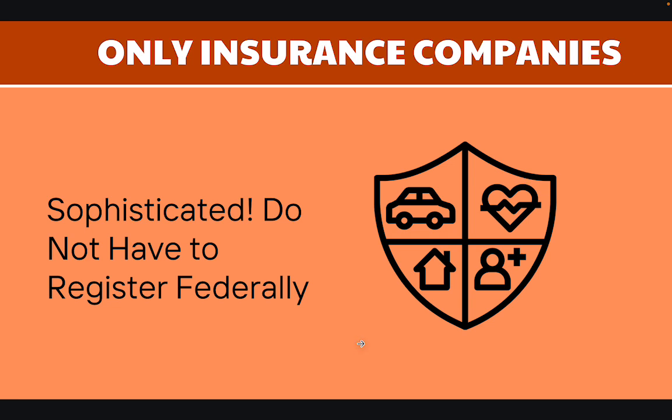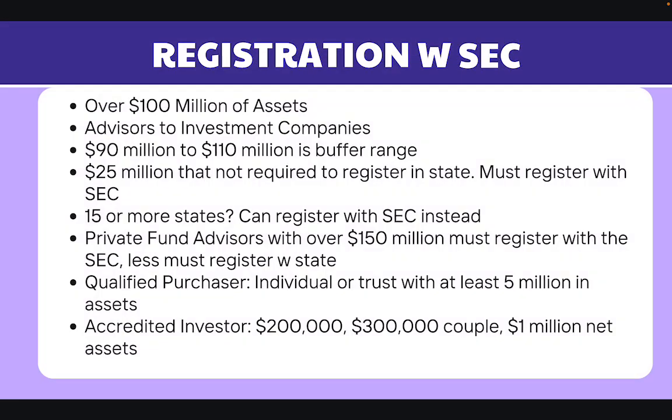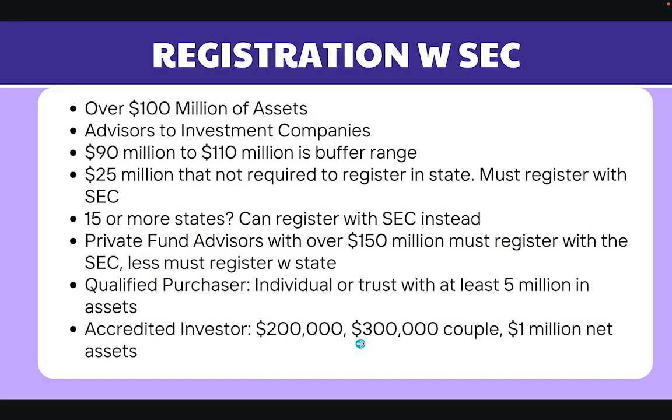Sophisticated. You don't have to register federally if you only work with insurance companies. Registration with the SEC. Okay. If you have over $1 million of assets, advisors to investment companies, 90 million to 110 million is that buffer range. Or if you're mid-size, you have 25 million, you're not required to register in the state. You must register with the SEC.